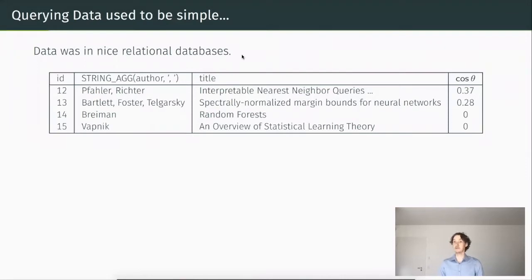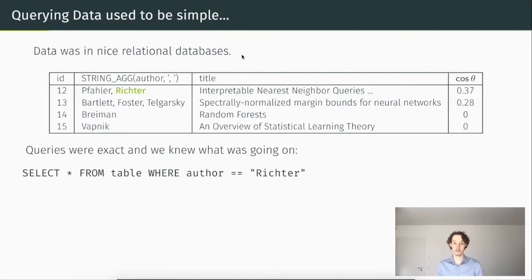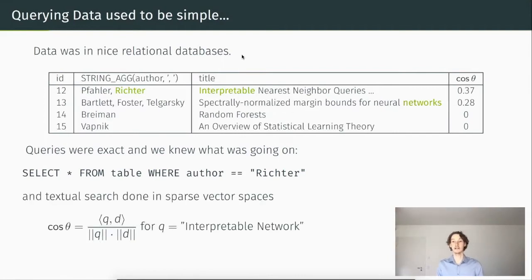Querying data used to be simple. We had these nice relational databases and we had these table views. When we had to look up, for instance, an author, we would just run a query and get the result. And it was nice to interpret because we could just see where our query matched the data. Even for text, we could do similarity search and see which words would actually match and highlight those, and everything was nice and interpretable.